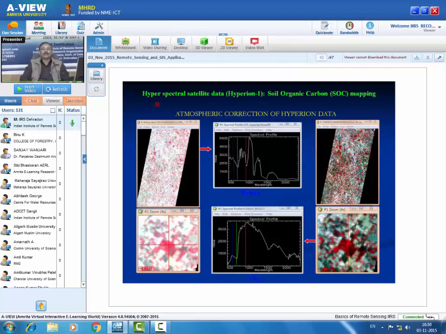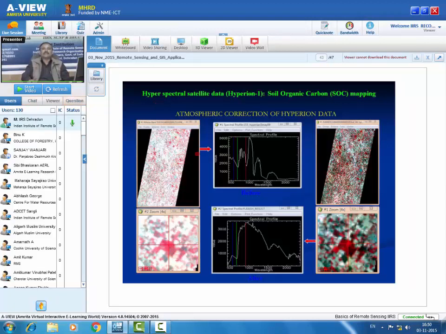The advantage is that hyperspectral remote sensing will help you characterize the chemical constituents present in the soil, analyze the soil properties quantitatively, or map the soil nutrients. With multispectral data, you can do the qualitative analysis, but with hyperspectral remote sensing data, you can do the quantitative analysis.